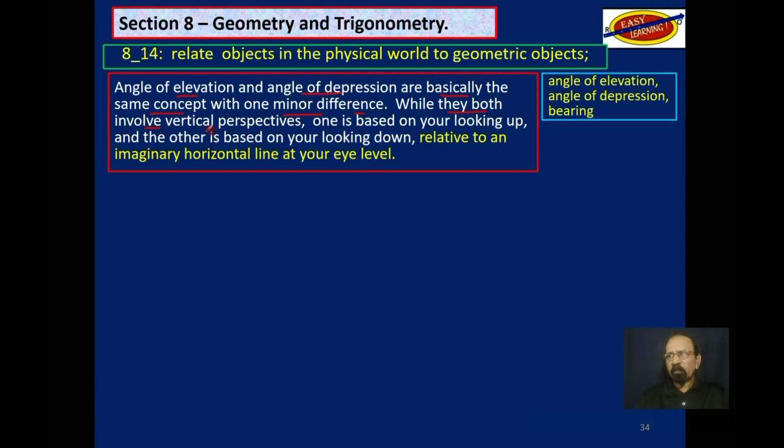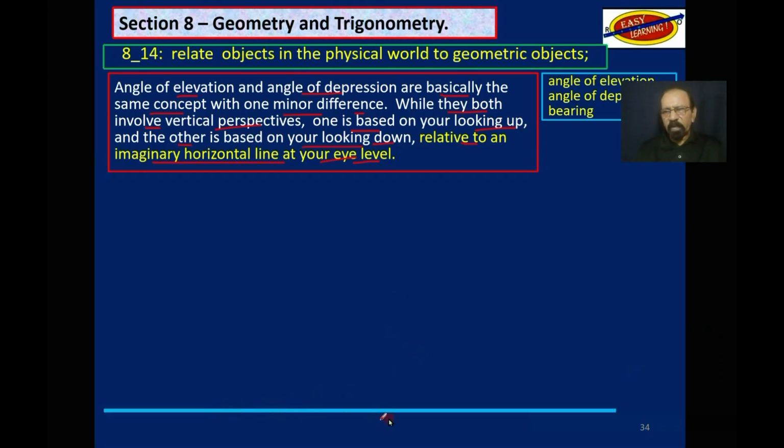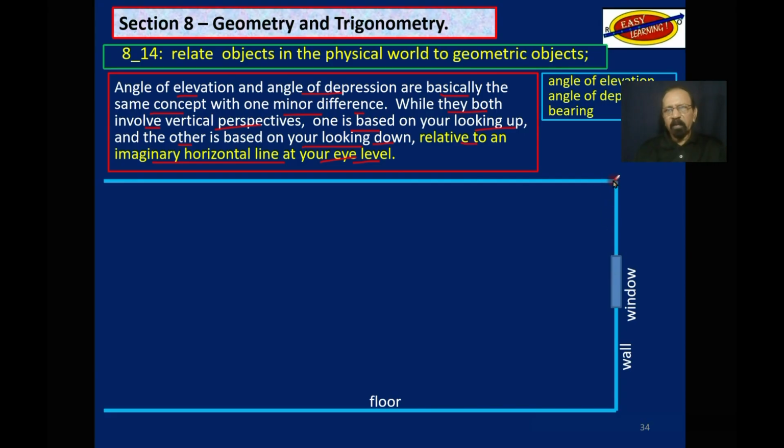While they both involve vertical perspectives, one is based on your looking up and the other is based on your looking down relative to an imaginary horizontal line at your eye level. Don't worry, I will explain it. So consider this object here. Let us say it is the floor of a room. And over here you have a wall. And in that wall, you have a window. Up here is the ceiling of the room. This is another wall. I'm not showing you the door.